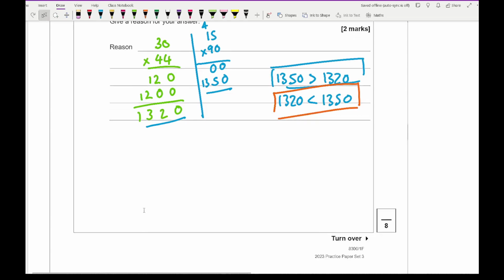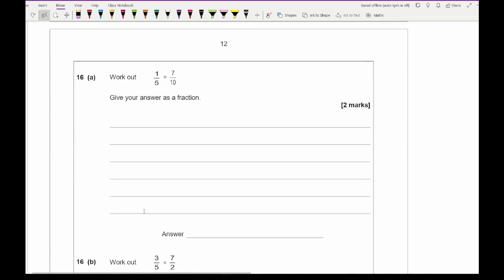Moving on to question 16, it says work out 1/5 plus 7/10. So when we're adding fractions, we want a common denominator. So here, what's the lowest common multiple of 5 and 10? Well, that's going to be 10. So I don't need to do anything to the second fraction, but I do need to do something with the first fraction. So I'm going to multiply both of those by 2. So then the numerator becomes 2, and then that becomes 2 plus 7, which is 9 over 10.